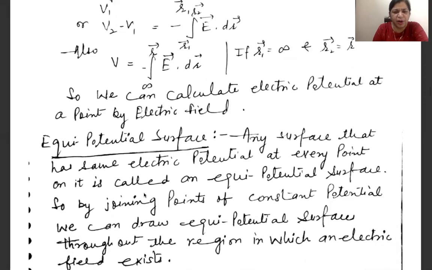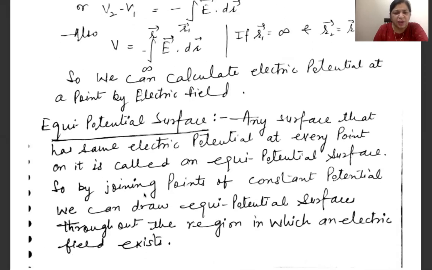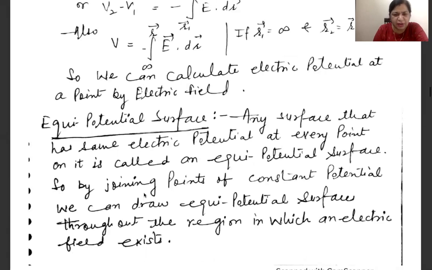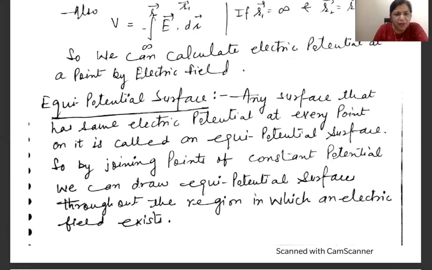So this is a very important and very useful relation as far as your numerical problems based on potential and electric field are concerned. After that, we will come to a very important topic again, that is the equipotential surface. Equi means equal, potential surface. It means it is the surface on which all the points have equal potential. Now see the definition. Any surface that has the same electric potential at every point on it is called an equipotential surface.